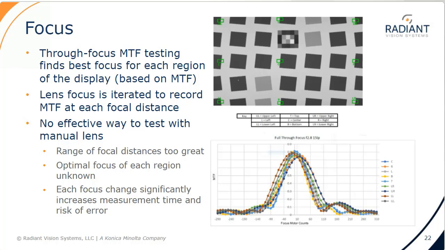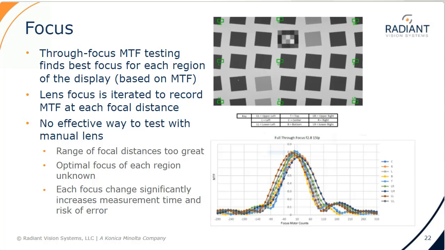Over many iterations, the focus of the measurement system is adjusted from unfocused to focused and back to unfocused. A measurement is taken at each step or iteration to find the focal distance that produces the best focus for each region. The output data plot shows the MTF data at each focal setting for each region. So at 1 line pair per degree, it looks like we did 15 here. Each line shows the result for a given region, and each dot shows the MTF measurement for a specific focus motor count. Simply put, there is no effective way to test for through focus MTF using a manual lens.